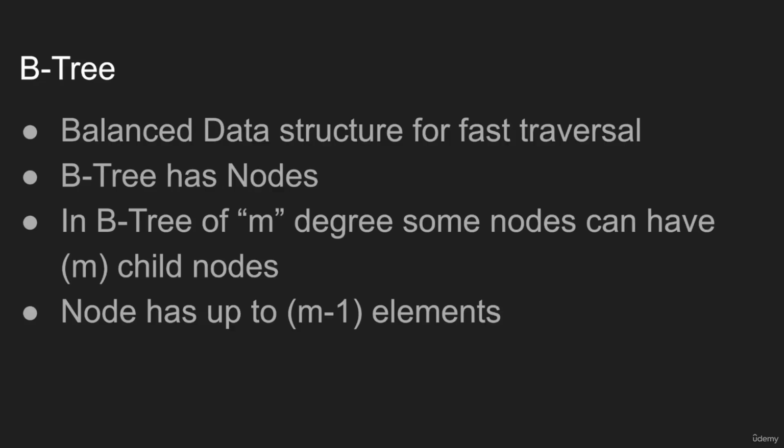Meet BTrees. So BTrees, it's a balanced data structure for fast traversal. So the goal is to minimize the search space. I don't want to do all these IOs to find my rows, right? Did that rhyme? I think it did.